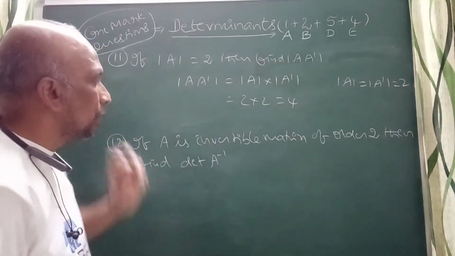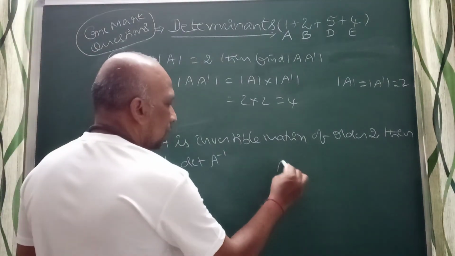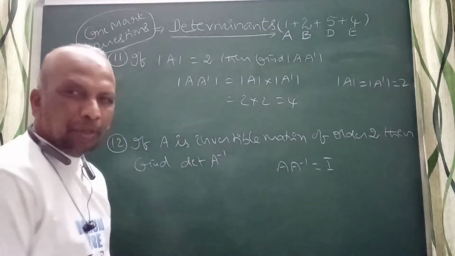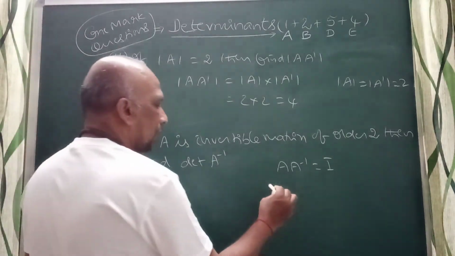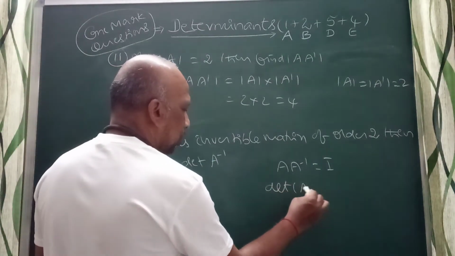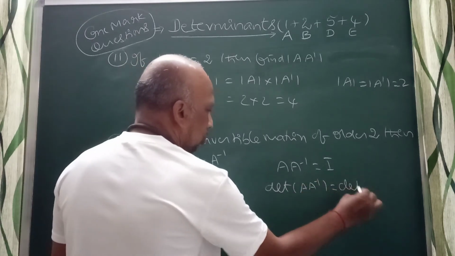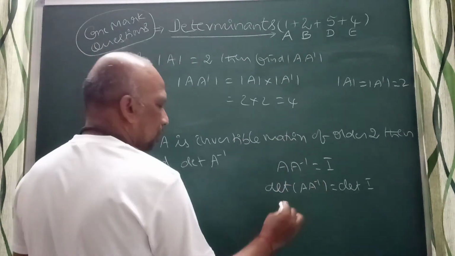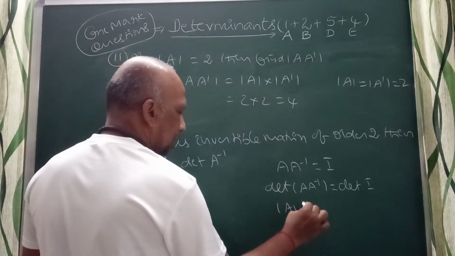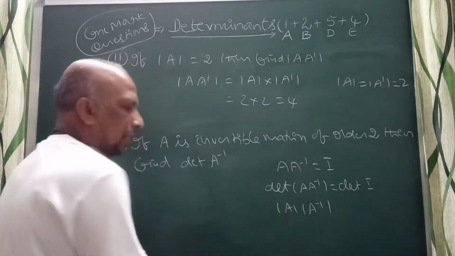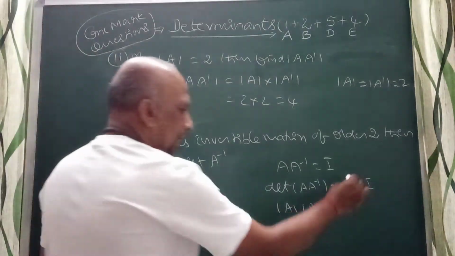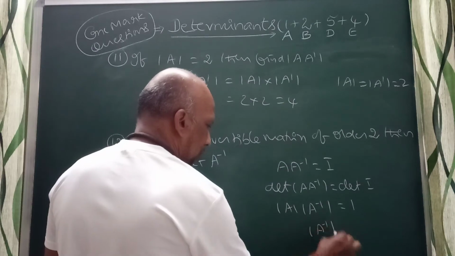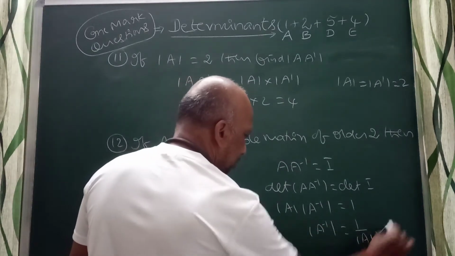A is an invertible matrix of order 2, then find delta of A inverse. Use the same property here. We know that A into A inverse is equal to I, right? They are asking, I can write delta of A into A inverse is equal to delta of I. Delta of AB, same concept. I can write delta A into delta A inverse, which equals delta of I, which is 1, right? They are asking delta of A inverse. So delta of A inverse is 1 by delta A.